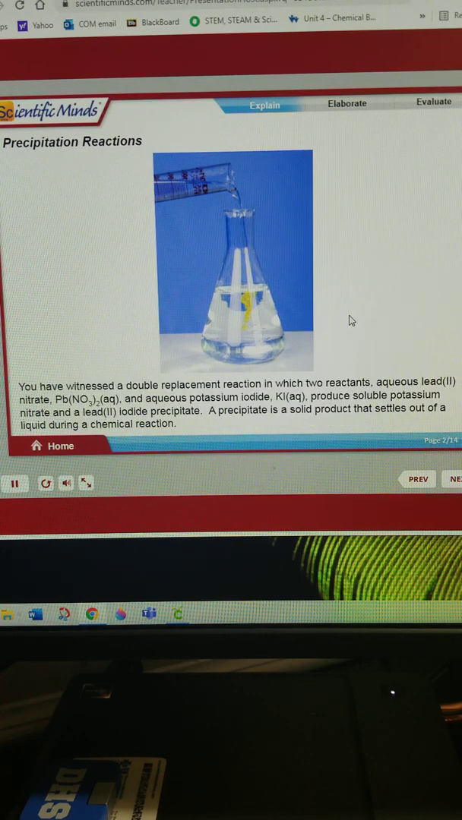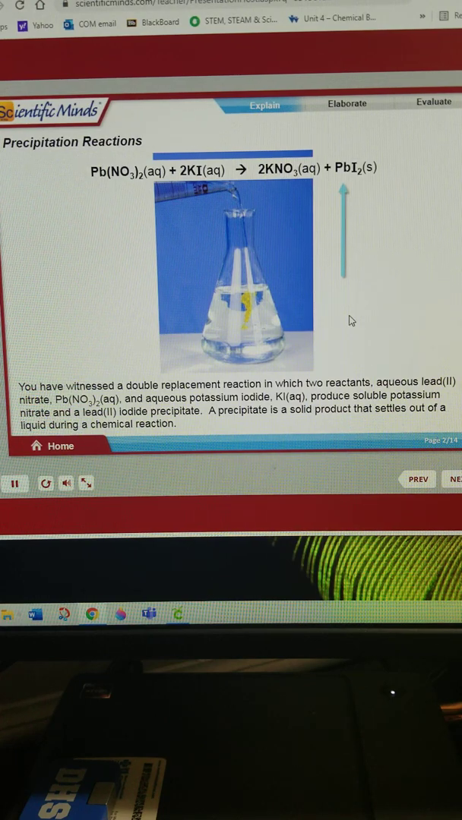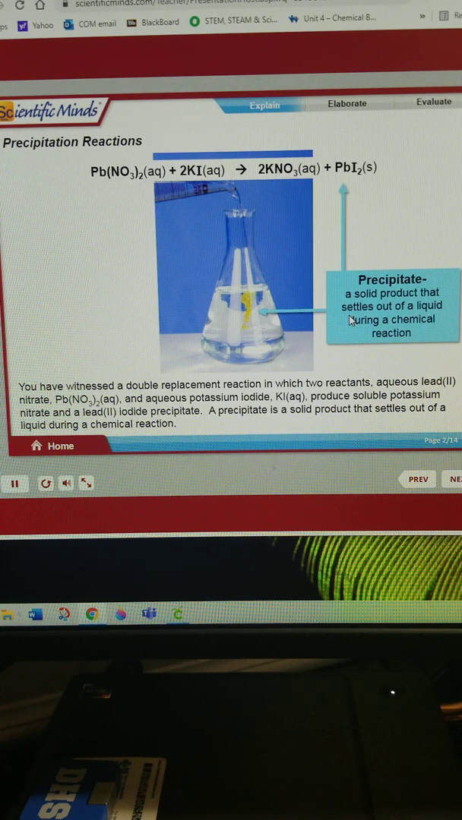You have witnessed a double replacement reaction, in which two reactants, aqueous lead-2 nitrate and aqueous potassium iodide, produce soluble potassium nitrate and a lead-2 iodide precipitate. A precipitate is a solid product that settles out of a liquid during a chemical reaction.